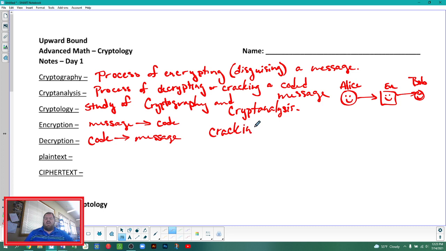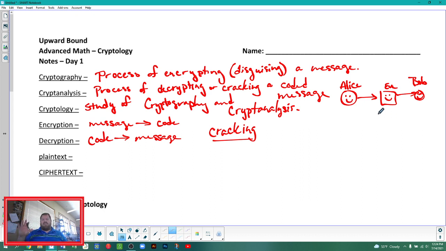Cracking is almost the same as decryption, except we don't know how to get from A to B. The idea is in decryption, you're playing the role of Bob. Bob would decrypt whatever message Alice sent. Alice encrypted the message to send it. Then if Eve is going to figure out what it is, Eve has to crack the code.